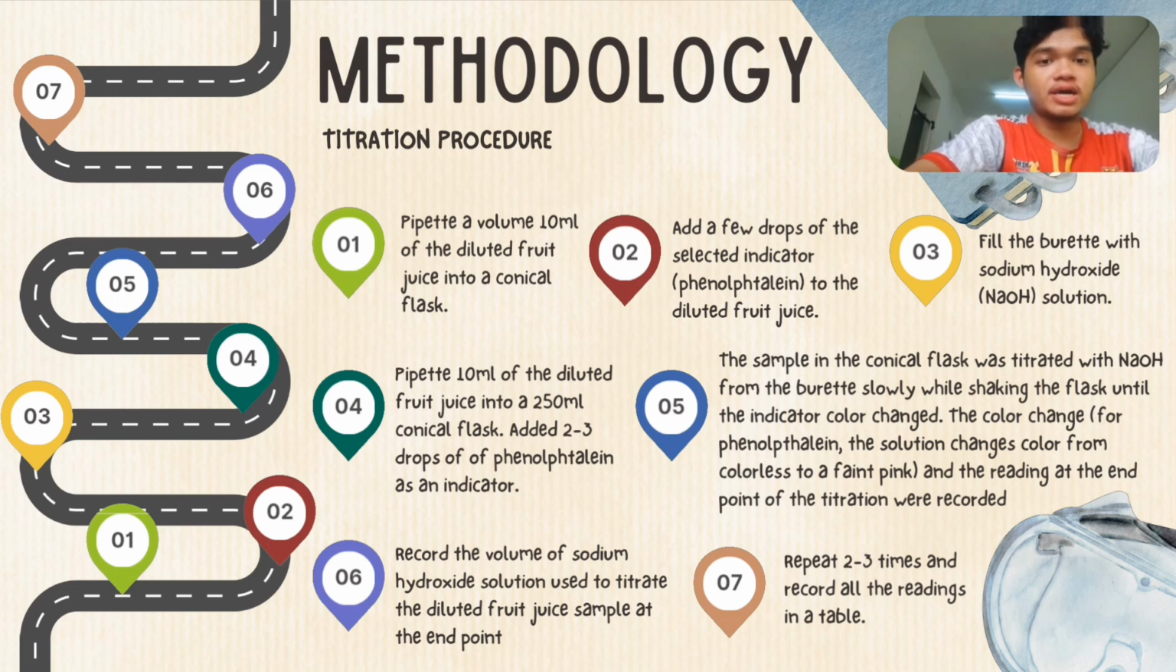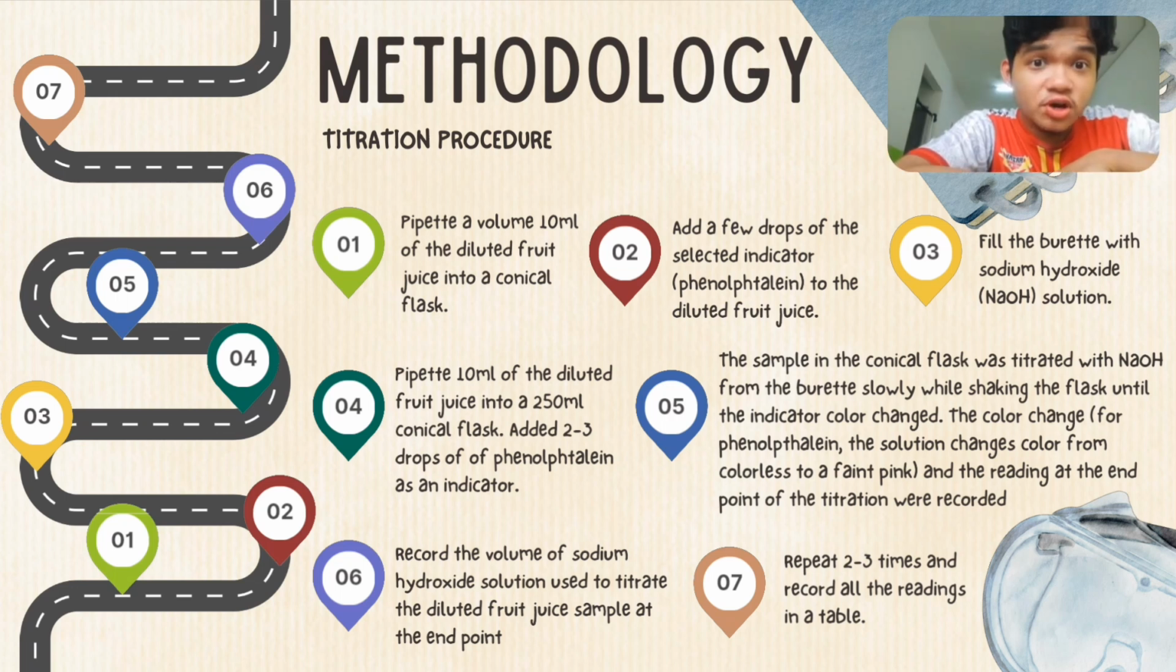And the fourth step, we pipette 10 ml of the diluted fruit juice into a 250 ml conical flask and then add 2 or 3 drops of phenolphthalein as an indicator. You know the phenolphthalein is pink, right? And then the sample in the conical flask is titrated with NaOH from the burette slowly while shaking the flask until the indicator color changes. The color change for phenolphthalein: the solution changes from colorless to a faint pink or light pink, and the reading at the endpoint of the titration is recorded.